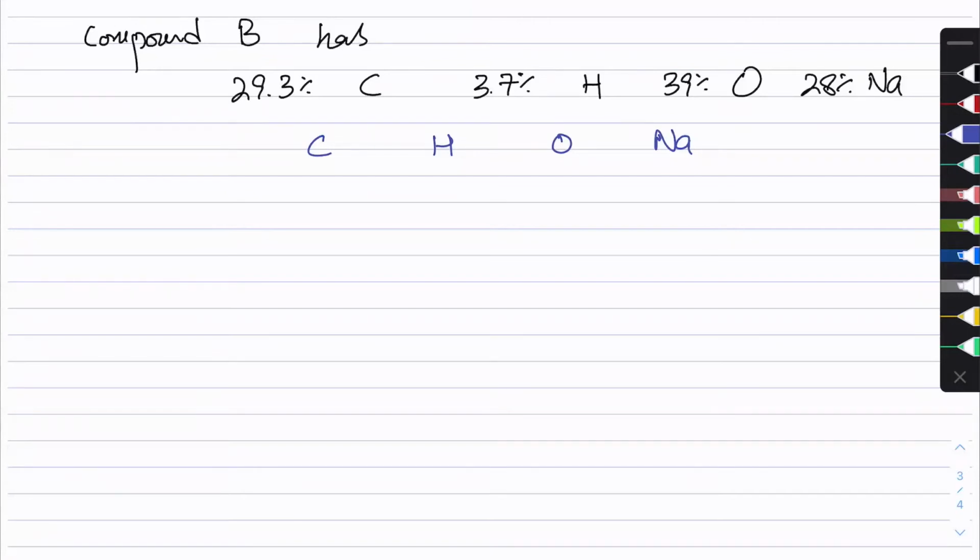Find the empirical formula of this thing. This one's pretty straightforward. 29.3 over 12, 3.7 over 1, 39 over 16, and 28 over 23.